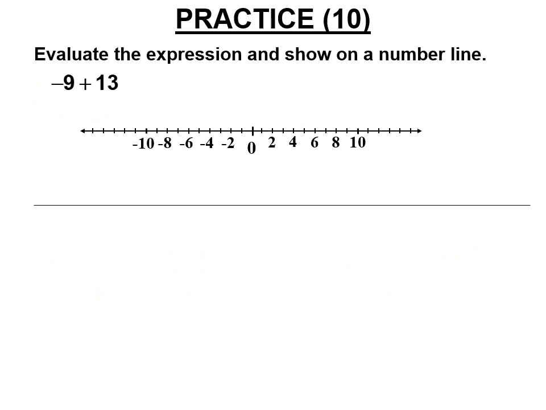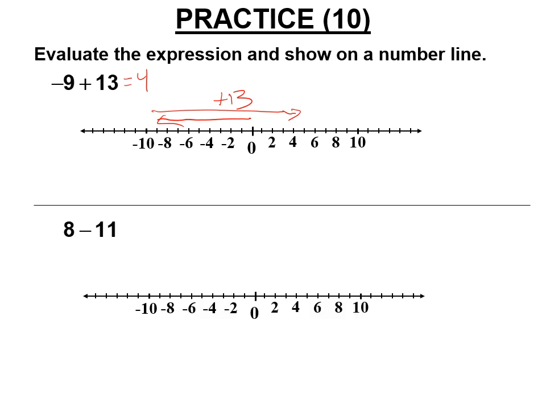Negative 9 plus 13, so you go to negative 9. Negative 9 plus 13 is positive 4, so you go all the way back to positive 4. You write that you're adding 13. 8 minus 11, so you go to positive 8. 8 minus 11 is the same as 8 plus negative 11, negative 3. That should be neater. So we have to get back to negative 3, and then you write minus 11 there.